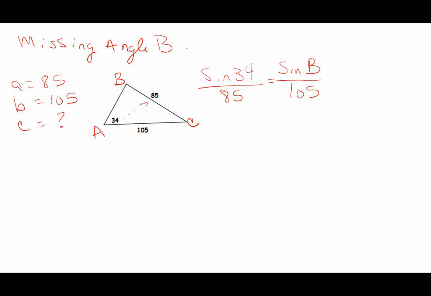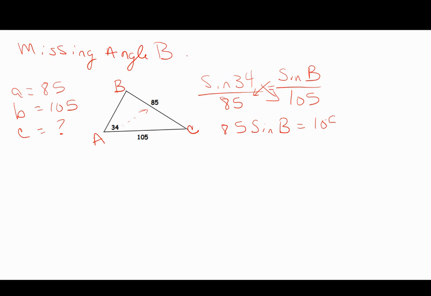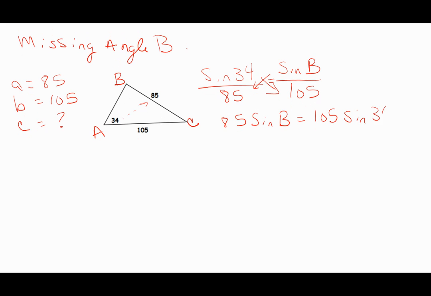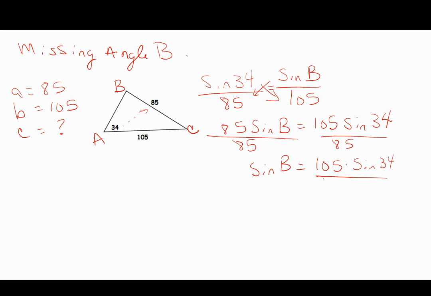So we're going to cross multiply in here. We have 85 times the sine of B is equal to 105 times the sine of 34. We're going to divide both sides by 85. And then the sine of B is equal to 105 times the sine of 34 divided by 85.